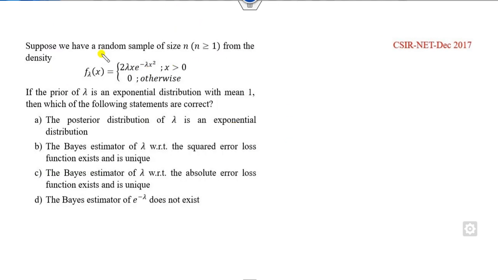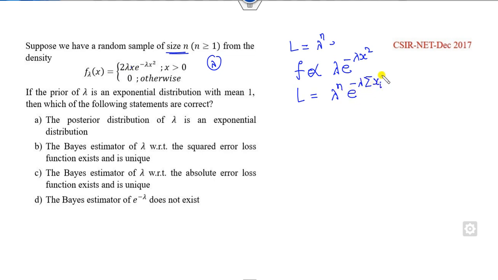Okay, look at this one. Suppose x is given to be a sample of size n. So you can find the likelihood of this. Because 2 is a constant, I can skip that. So lambda raised to power n. X is again a constant with respect to the unknown parameter lambda. So firstly I can write f as just proportional to lambda e raised to power of this. Then you can find the likelihood. This is lambda raised to power n and sum of xi square.